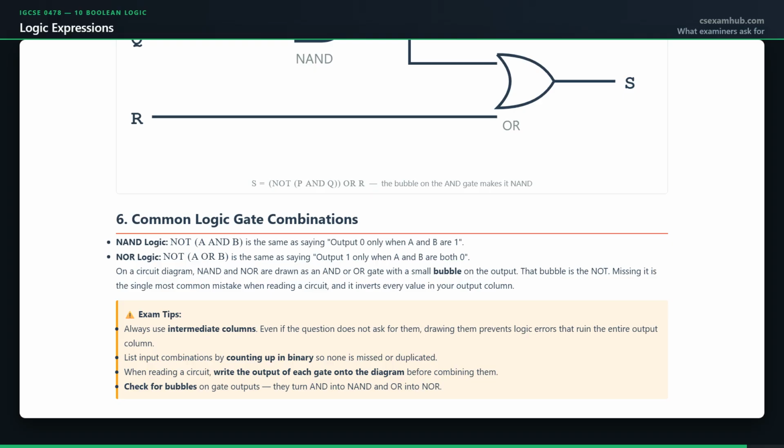And remember the direction the question is actually asking for. Circuit to expression, table to expression, expression to circuit, and expression to table are 4 different tasks and each has its own method. Read which one you are being asked for before you start writing.